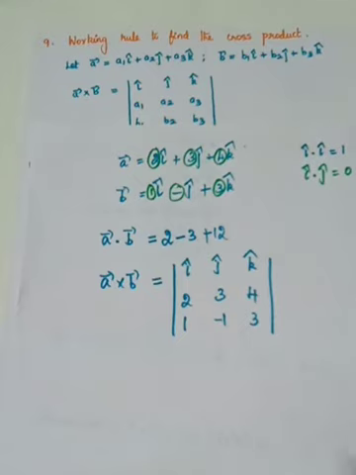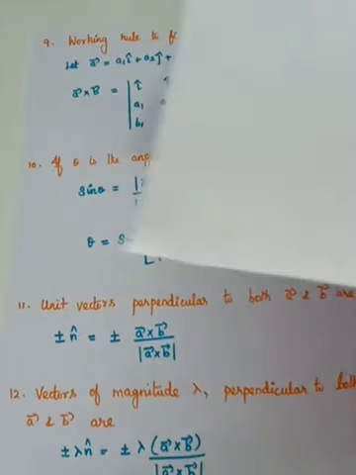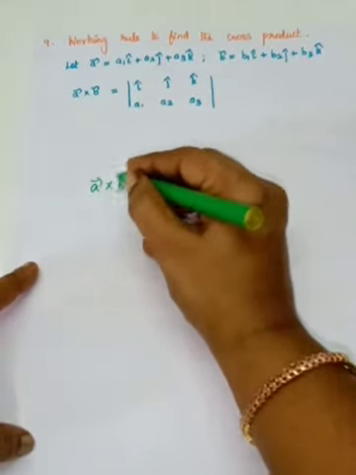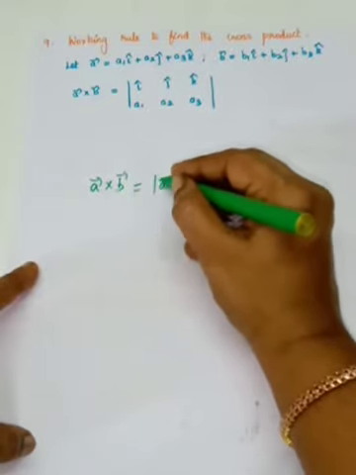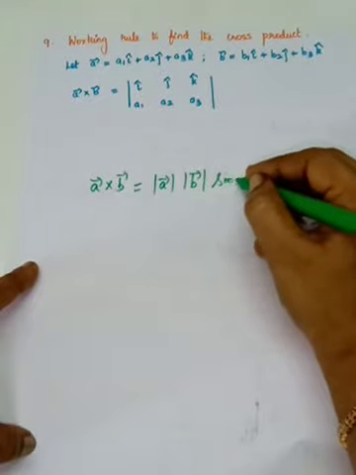Okay, so now, next one: if theta is the angle between A vector and B vector, then what is sine theta? You take the definition of A vector cross B vector. So what is A vector cross B vector? It is defined as modulus of A vector, modulus of B vector, sine theta n cap.